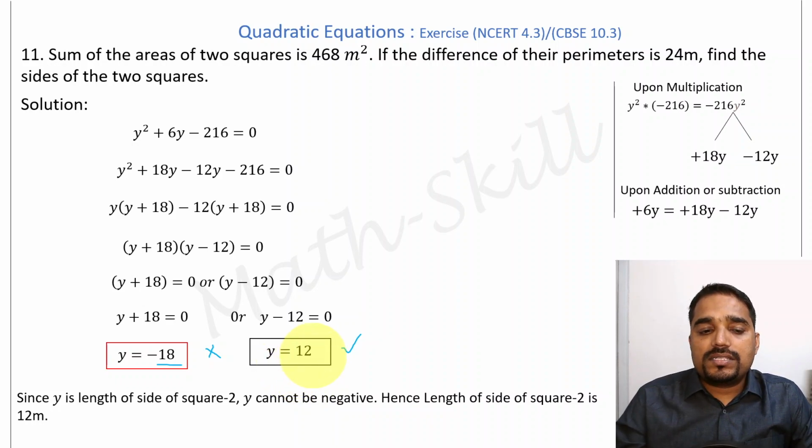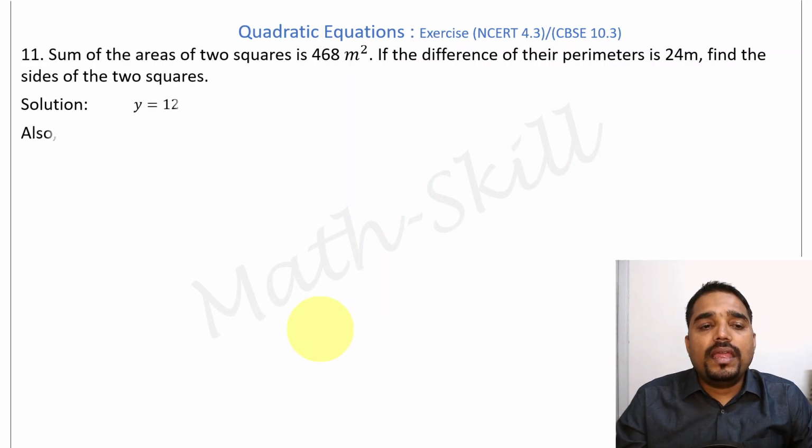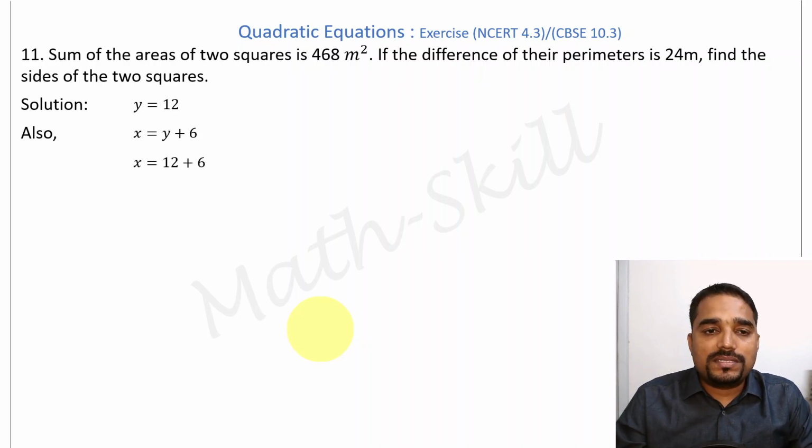Also, now let us try to find out the length of side of square 1, that is x. We know that x is equal to y plus 6, as we had built this condition earlier. Therefore, y we have found out to be 12. Therefore, x is equal to 12 plus 6, or x is equal to 18.